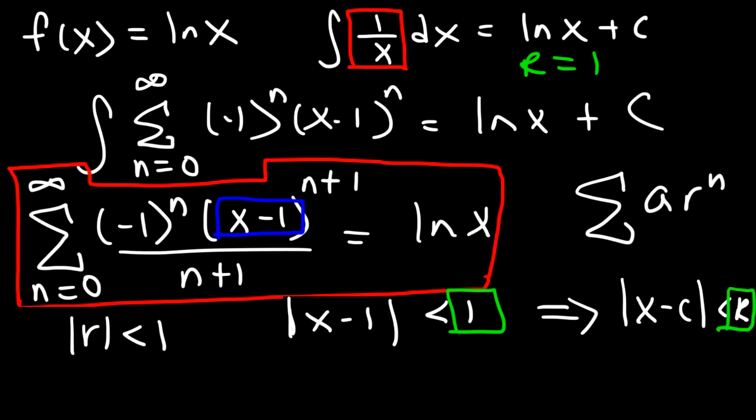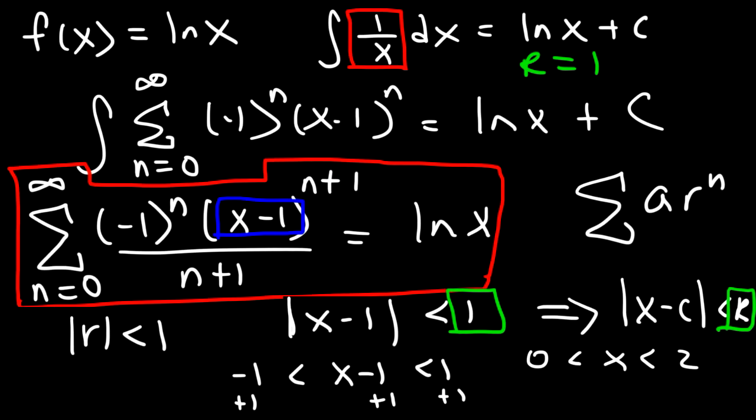Now to find the interval of convergence, we need to open the absolute value expression. So we can say that x minus 1 is less than 1, but greater than negative 1. And now add 1 to both sides, or rather all three sides. x is less than 2, but greater than 0.